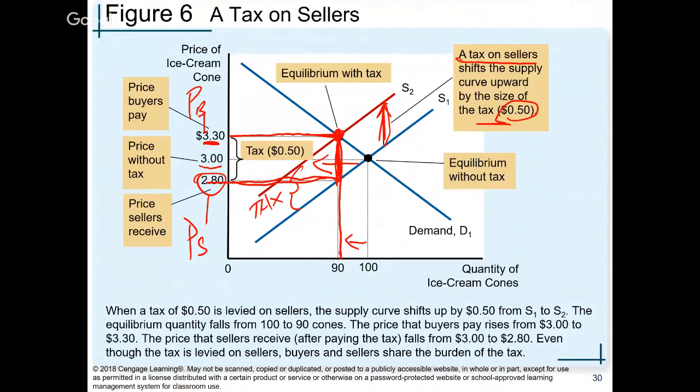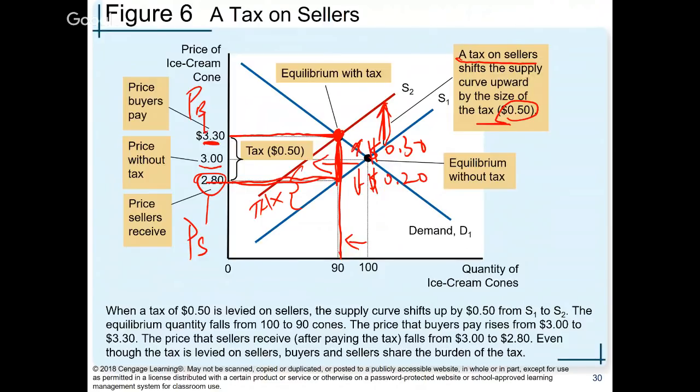So which means the price for buyer is increased by 30 cents. And then if you look at the sellers, before the tax, seller was receiving $3, and now with the tax, seller only received $2.80. So how much seller is receiving is going down by 20 cents. So this 50 cents tax wasn't paid by the seller entirely. This 50 cents tax is actually shared between buyer and sellers.